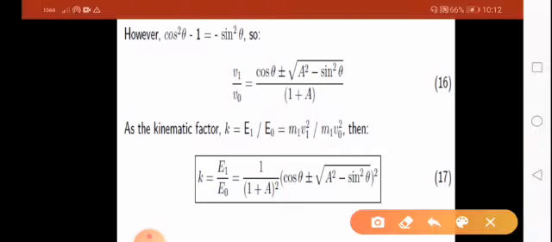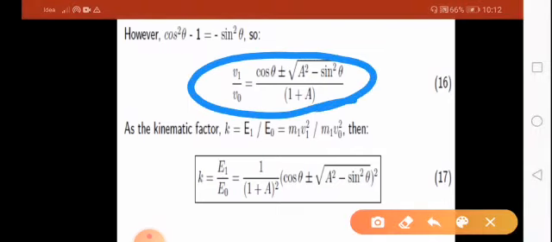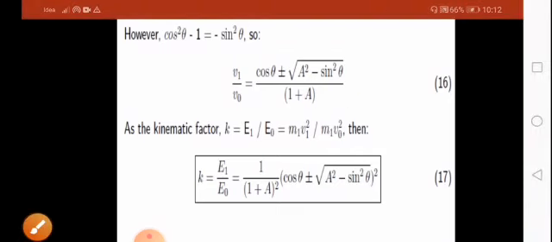Obviously it will be half m1 v0 square. So taking the ratio, it will be m1 v1 square by m1 v0 square, or it will be v1 square divided by v0 square. So what we want to know is the kinematic factor, which is defined as K is equal to m1 v1 square by m1 v0 square, which is v1 by v0 the whole square. What we obtained right now is v1 divided by v0. So just squaring that term, you will be getting the kinematic factor.